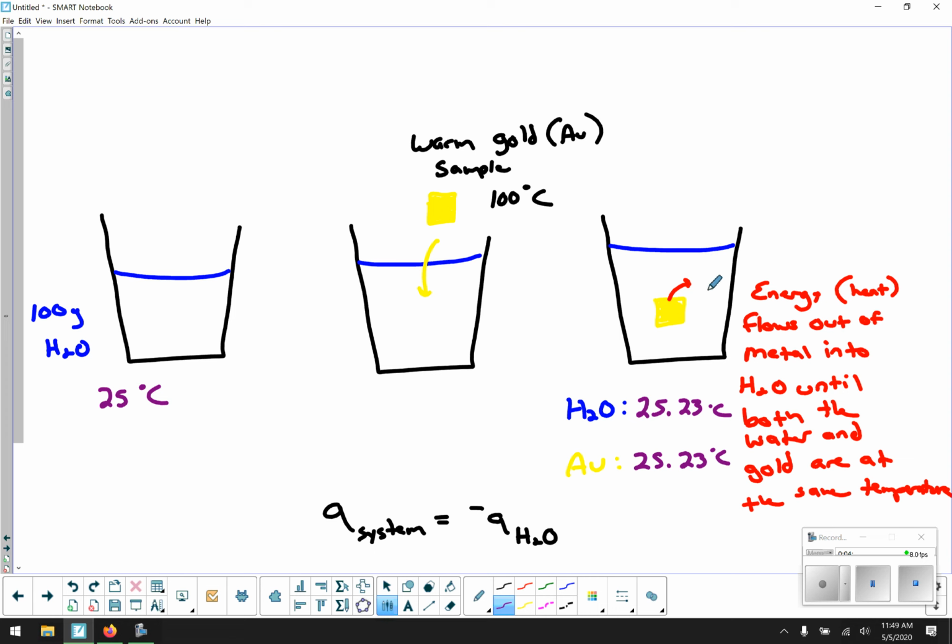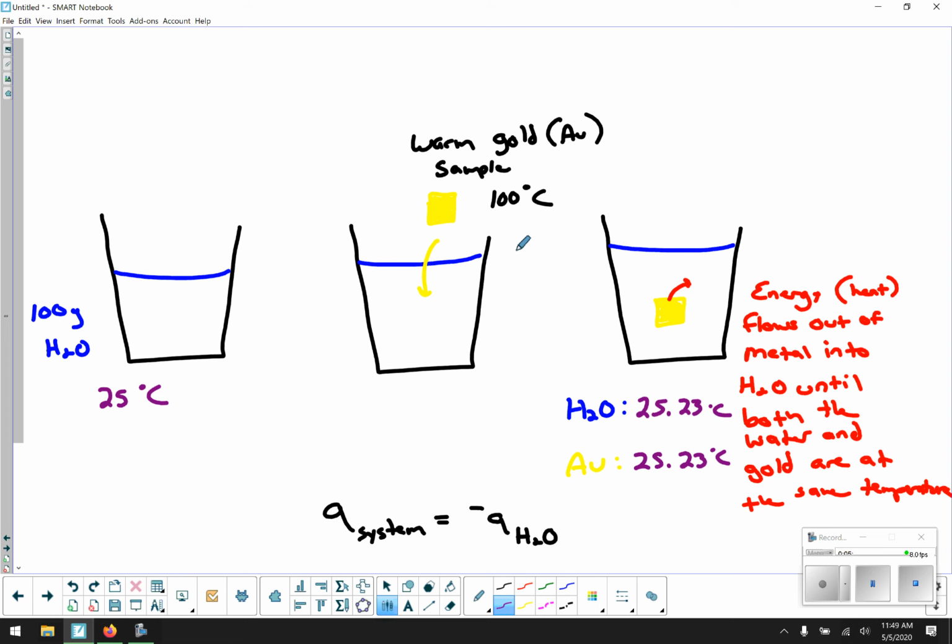So heat goes out. That would be an exothermic process if you're talking about the gold as a system, and that's how I'm defining it. So this would be an exothermic process. We're talking about the water as the surroundings. And it turns out both things, both the water and the gold, would reach a temperature of 25.23 degrees Celsius.